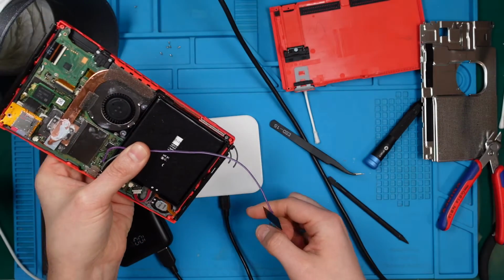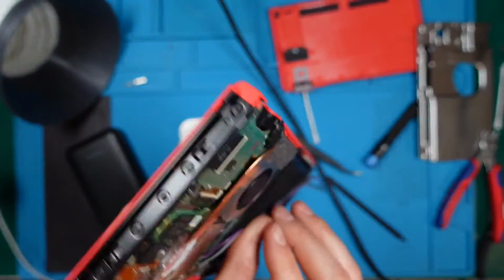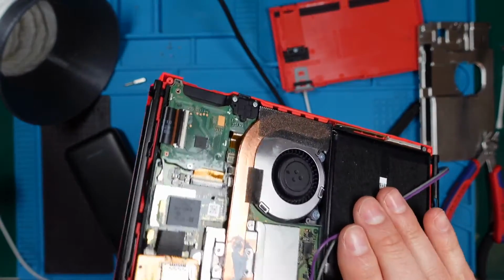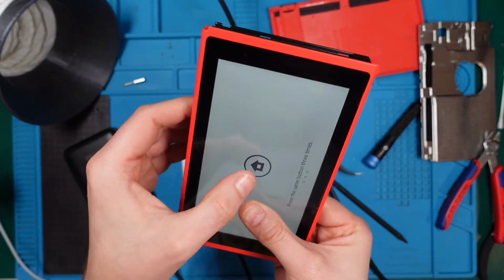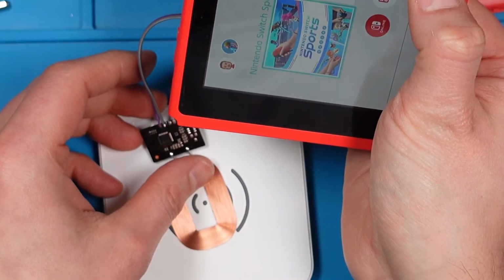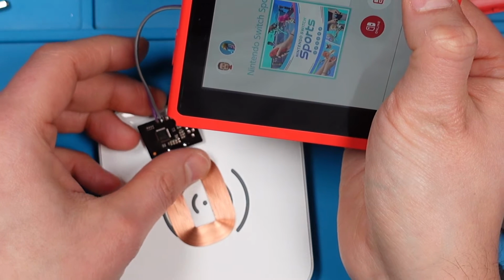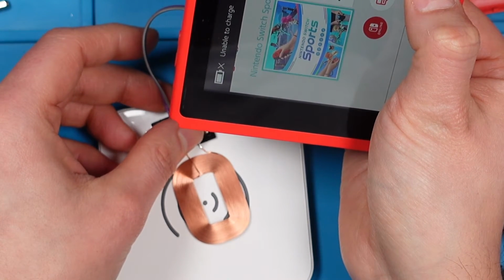So, turned on the console, experimental setup. Trying not to rip something. See, battery not charging. Let's put it on. Unable to charge. At this point I was stuck.